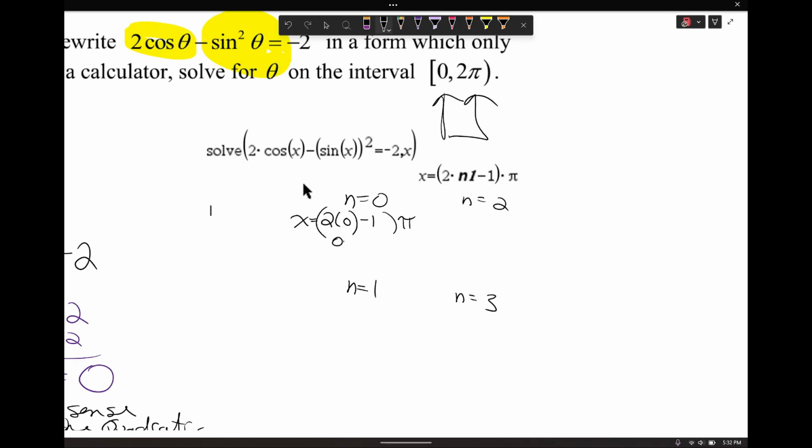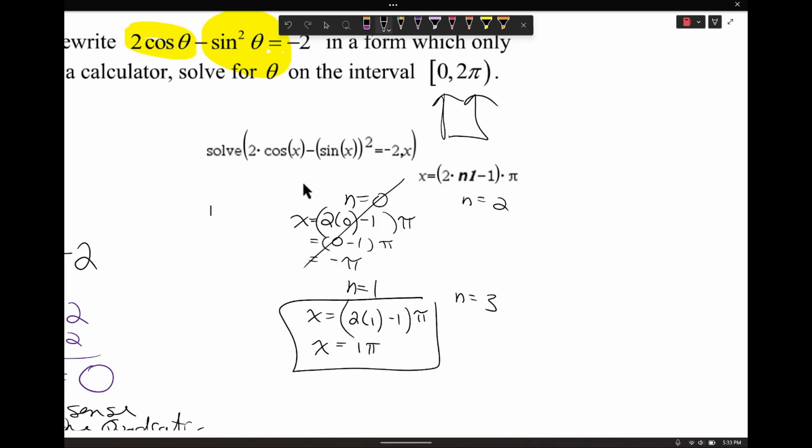What's 2 times 0? It's 0. What's 0 minus 1? It's -1. And what's -1 times pi? It is -pi. I literally just told you that that was one of the places. Okay, this answer, not useful, not in my domain. How about this answer? X equals 2 times 1 minus 1 and pi right there. And so 2 minus 1 is 1, and 1 times pi is just 1 pi. And that's the answer that I got, and I believe it's the correct answer.